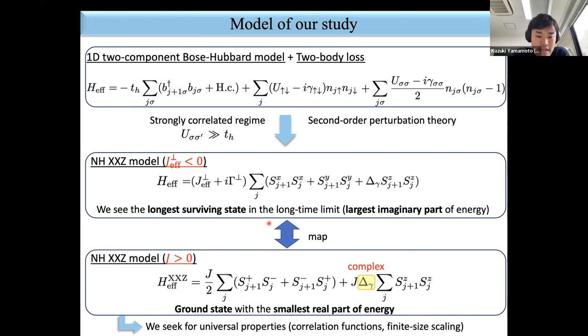For the sake of simplicity, we map this model to the one with positive coefficients, and we consider this type of non-Hermitian XXZ model. Here, the anisotropy parameter becomes complex valued as a result of dissipation. The longest surviving state in the original model corresponds to the ground state with the smallest real part of the energy, though we skip the detailed derivation. We seek universal properties such as correlation functions and finite-size scaling analysis in conformal field theory and in non-Hermitian DMRG.